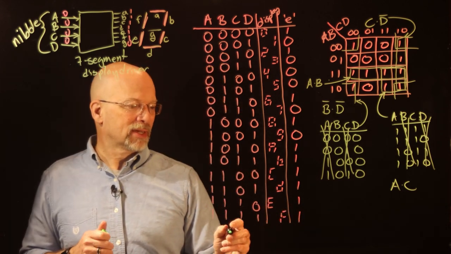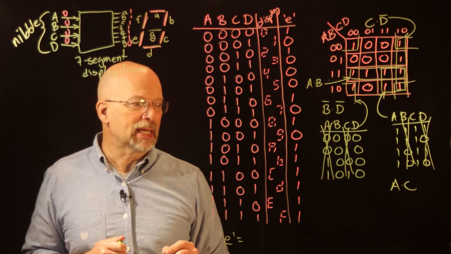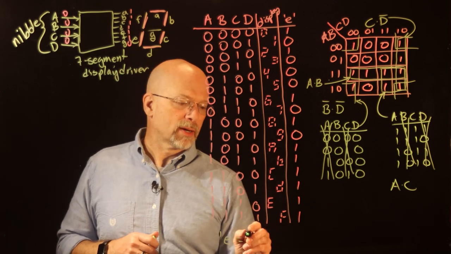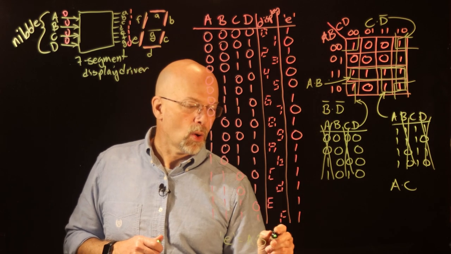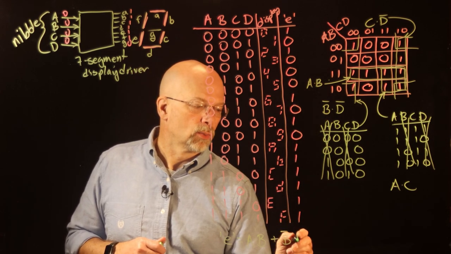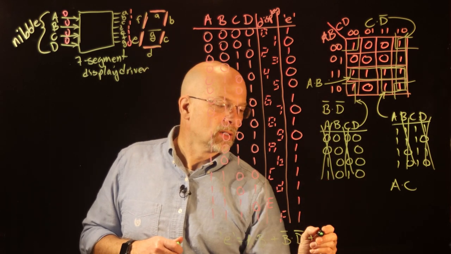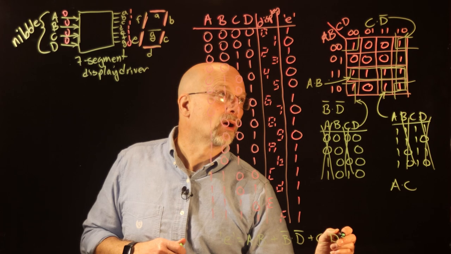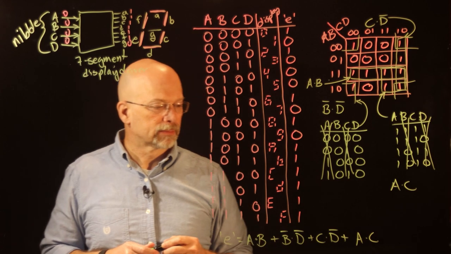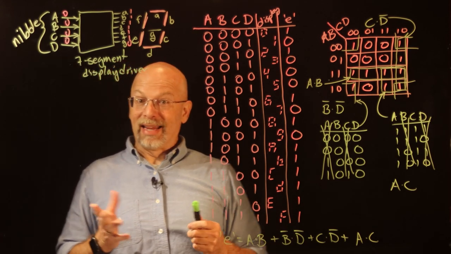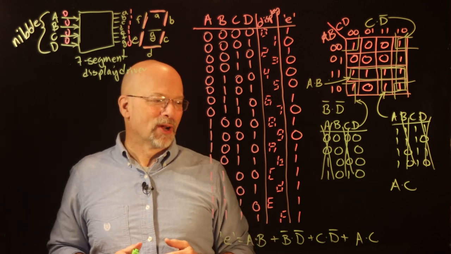And I'm going to put the expression down. Let's put it down here. So we'll say that the segment E is equal to the sum of products expression, A anded with B, that guy right there, ored with B bar anded with D bar, that guy right there, ored with C anded with D bar, this guy right up here, and then ored with A anded with C. And there's our expression. All right, we only need to do it 6 more times, right? And it turns out, yes, it's pretty straightforward.